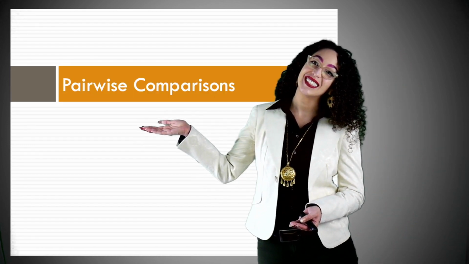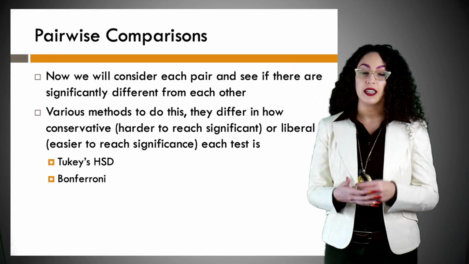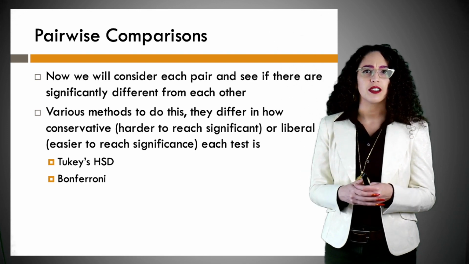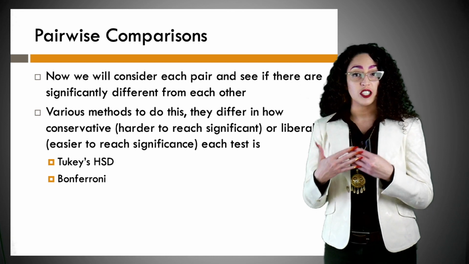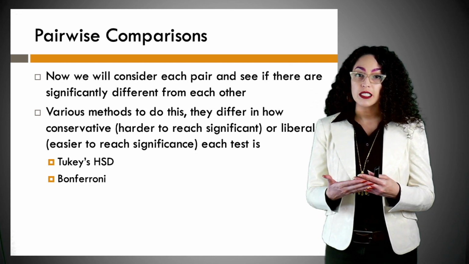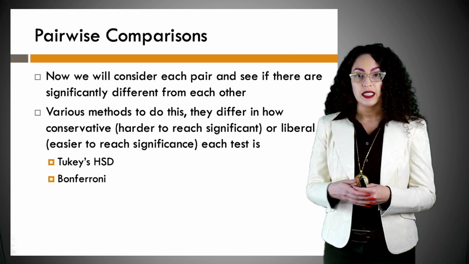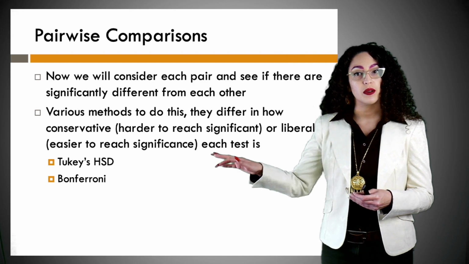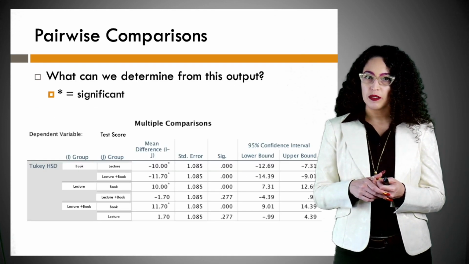Pairwise comparisons. Now that we have a significant F-test, that is like our check mark, now we can go in and figure out which of those group means is differing from the others. There are different ways to do this. Some are more conservative, meaning they are harder to reach significance, and some are more liberal, meaning that they're easier to reach significance. These are just 2 examples called Tukey's HSD and Bonferroni, and we're going to focus on Tukey's HSD.